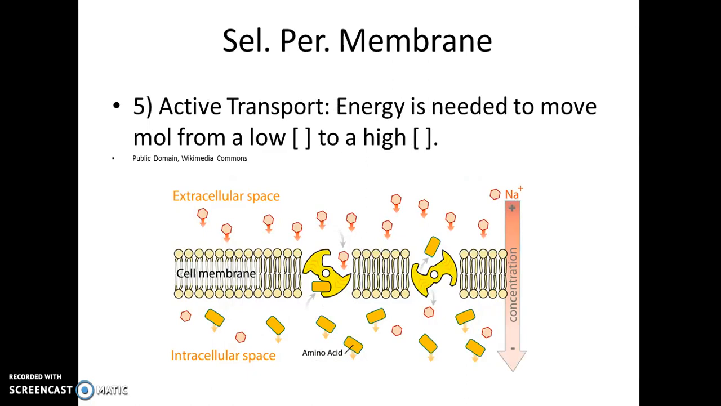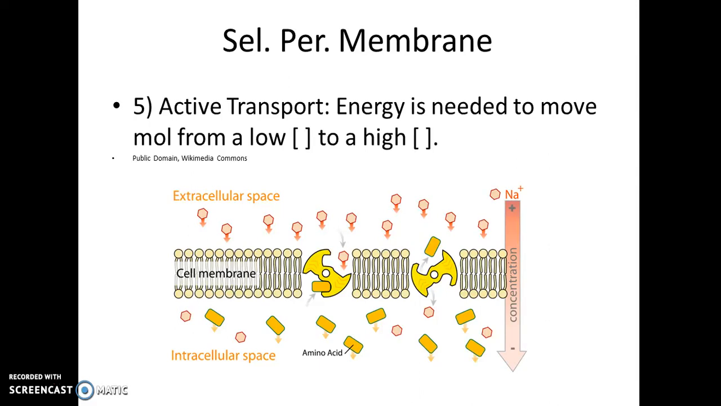Active transport. Now, this transport is special in that it requires energy, requires ATP to move the molecules. It also moves the molecules from a low concentration to a high concentration. You've got to think about that for a second because it seems wrong, but that is against the concentration gradient. Most things move from a high concentration to a low concentration, but not in active transport.